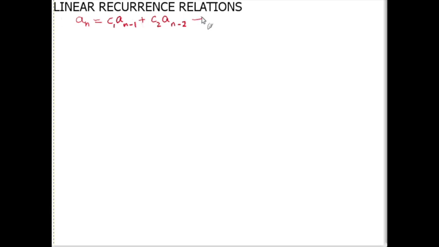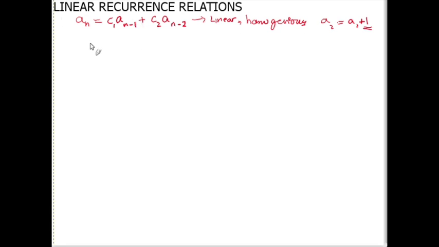Now this is linear because all the an minus 1, an minus 2 have degree maximum 1, and it is homogeneous because each term has an in it. So for example, if I want to clarify it, if I had a relationship which has a2 equal to a1 plus 1, this is not homogeneous because this term does not have any a in it.